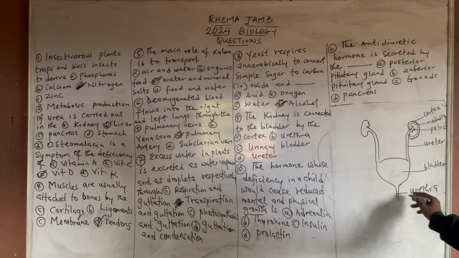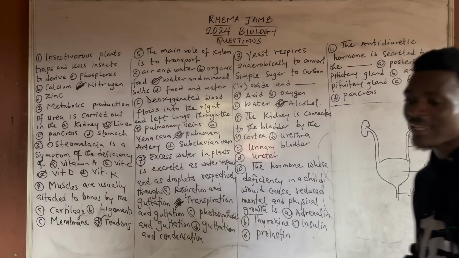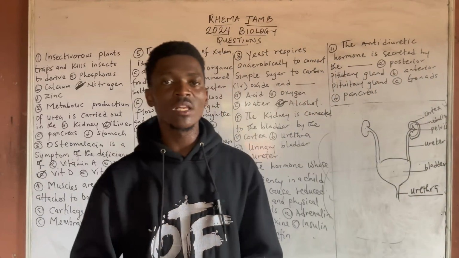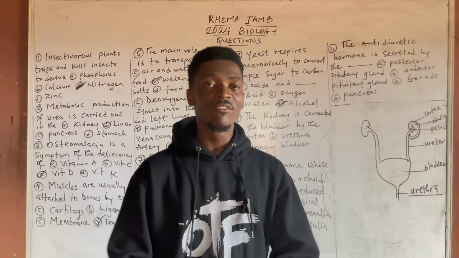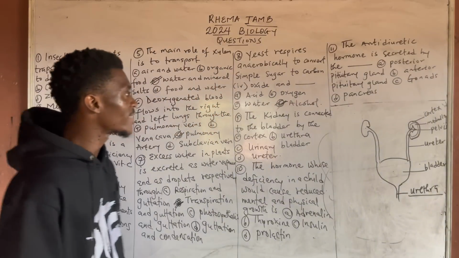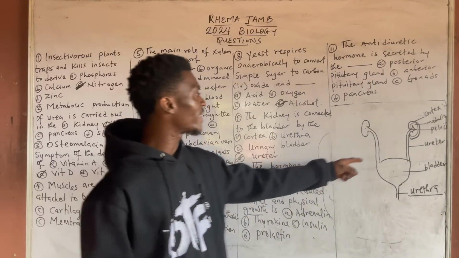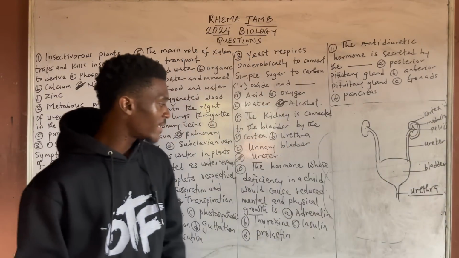Urethra, all right? This urethra is considered to be a urinogenital organ. Of course, it allows the passage of urine, and it is also involved in sexual reproduction. So the correct answer to that question is the ureter. It is the ureter that connects the kidney to the bladder.